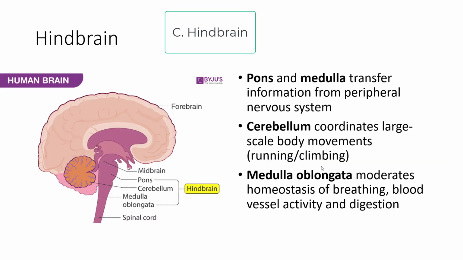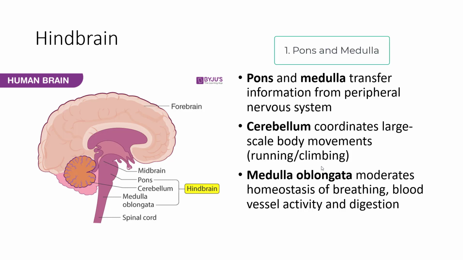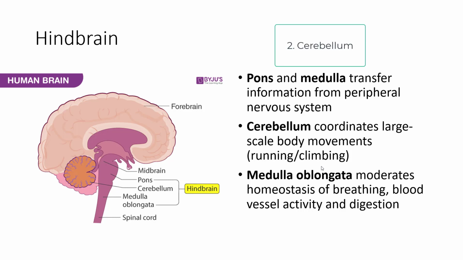Last, the hindbrain. We have the pons and medulla, which will transfer information from the peripheral nervous system. So you can see here the spinal cord coming up, and it goes through the pons and medulla. As it goes to the pons and medulla, it will translate that information, process it properly, and put it to the proper part of the forebrain. The cerebellum coordinates large-scale body movements, such as running or climbing. If you're a bit of a klutz, blame your cerebellum.